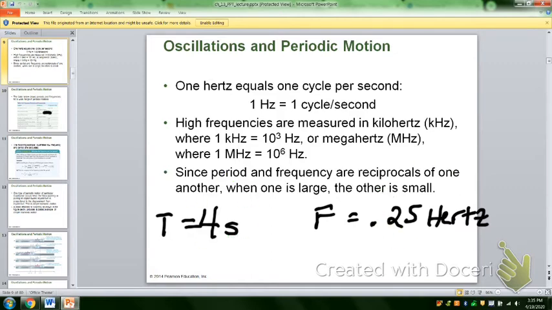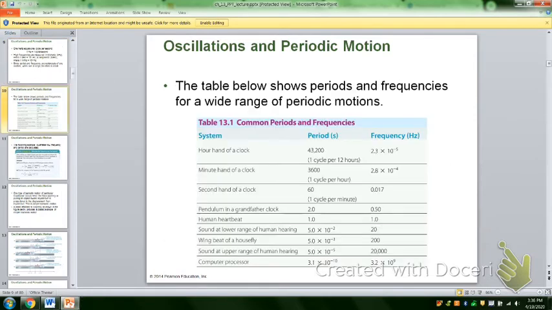All right, our next slide has some examples of different frequencies. So the hour hand on a clock has a frequency of about 2.3 times 10 to the negative fifth. Here's period compared to frequency. Period is 43,200. That's one cycle per 12 hours, so in seconds, that's about 43,200.